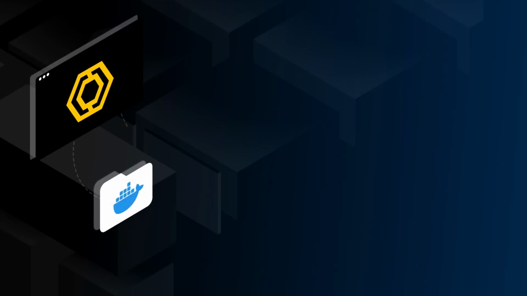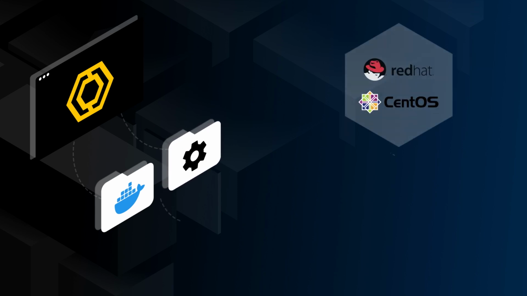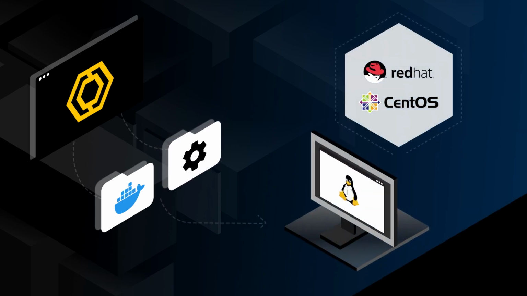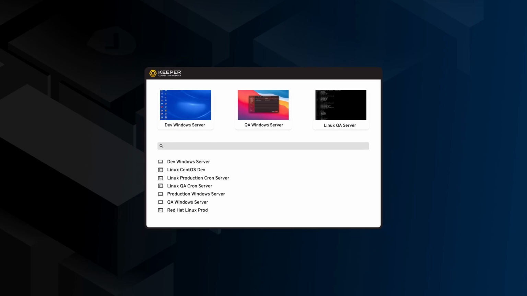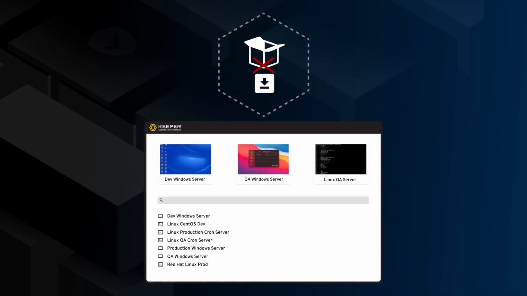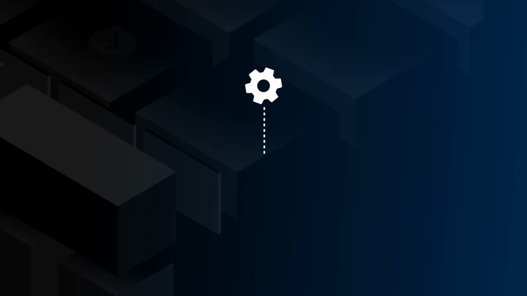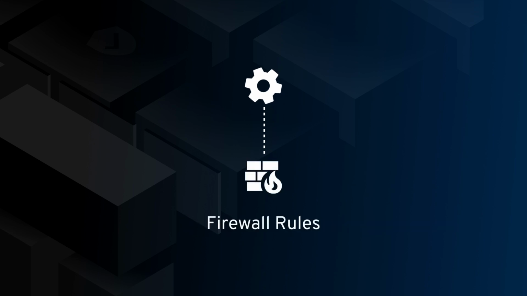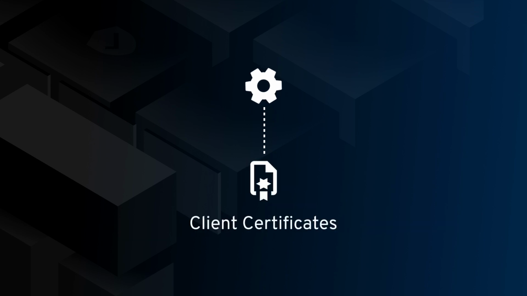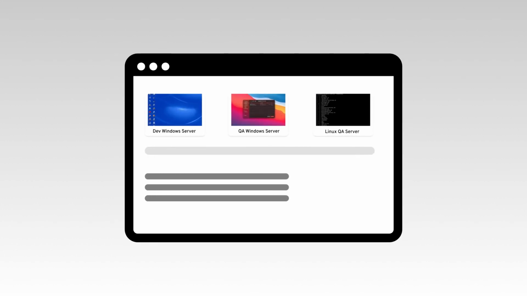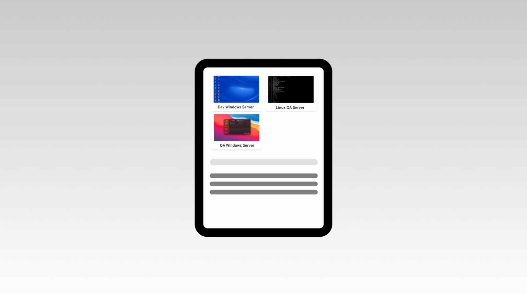Here's how it works. Keeper Connection Manager is installed into your environment as either a Docker container or installed as a service on any CentOS or Red Hat Enterprise Linux machine. The platform is 100% agentless and browser-based, which means that you don't need to install anything on your endpoints or target systems. Access can be controlled through many different methods, including SSO, Active Directory, password, MFA, firewall rules, and client certificates. To access a remote system, the end user accesses their desktops through a web browser, which makes it accessible from any computer, tablet, or mobile device.